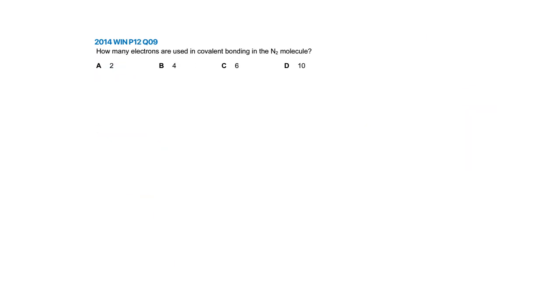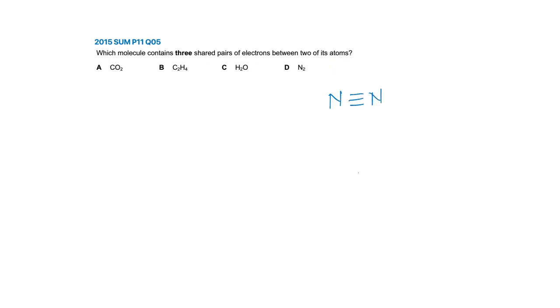Very identical question from what we did earlier. The answer, you know it, it's 6, but I'll do it anyway. These are 6 electrons being shown. Which molecule contains 3 shared pairs of electrons between 2 of its atoms? And I think the answer is just N2, right? Because we've seen this. Each dash is a paired electron, and these are 3 shared pairs or 6 electrons. It's the same question. Instead of saying 6 electrons, they said 3 pairs, right? 3 shared pairs.